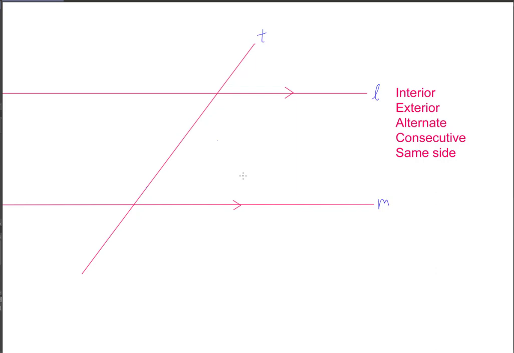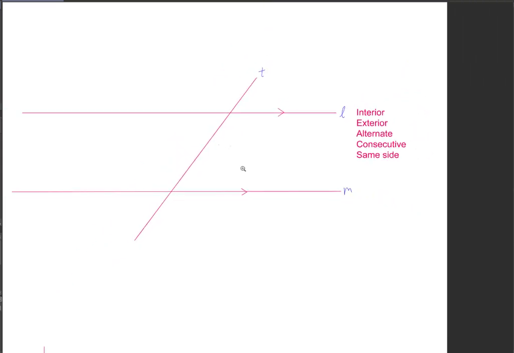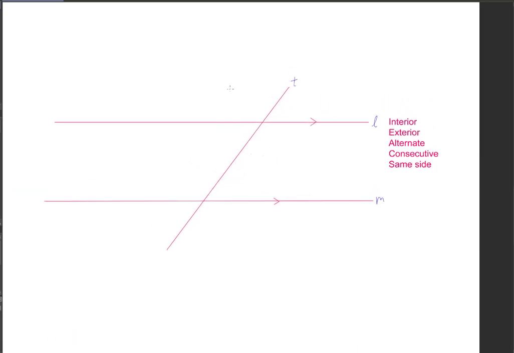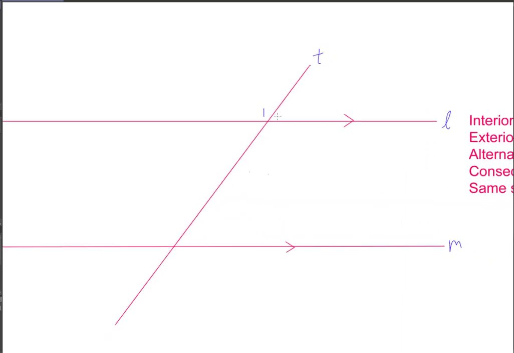So once again, interior is inside the parallel lines, exterior is outside the parallel lines, alternate is on opposite sides of the transversal, consecutive means one and then the next one that's on the same side of the transversal, and same side just means on the same side of the transversal. Okay, so I'm hoping that clarifies some of the terminology. So let's go ahead and label some points real quick.